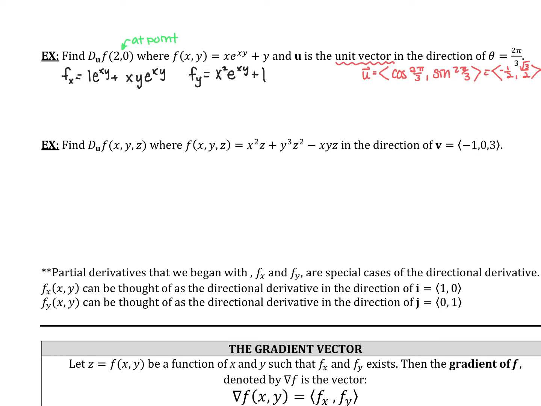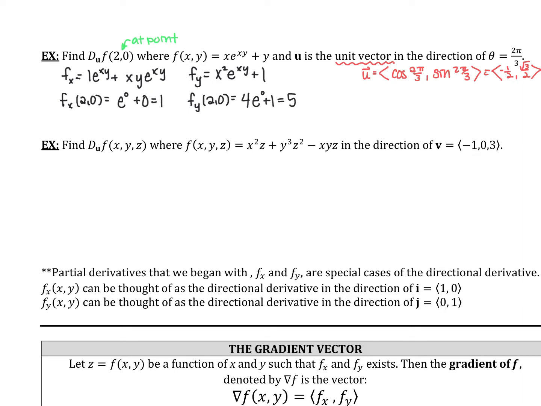Now I need to, since I'm not finding just a general expression for the directional derivative on this one, I'm actually evaluating it at a point. I need to substitute in that point 2, 0. So that would give me e to the 0 plus 0, which would be 1 for the partial derivative with respect to x. And then the partial derivative with respect to y would be, let's see here, plug in 2, we would get 4 e to the 0 plus 1, which gives us 5.